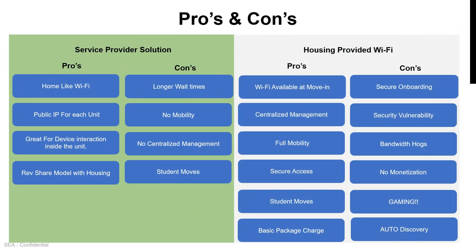Then there is a rev share model, which I've put in the pro column, but if you talk to some of the student housing folks, they'll tell you the way this works is that sometimes the carriers come in and bring bandwidth to a central location in the property, and then the property is responsible for wiring up these units. Then there's some sort of a model agreement on what happens once internet is actually provided to a particular unit.